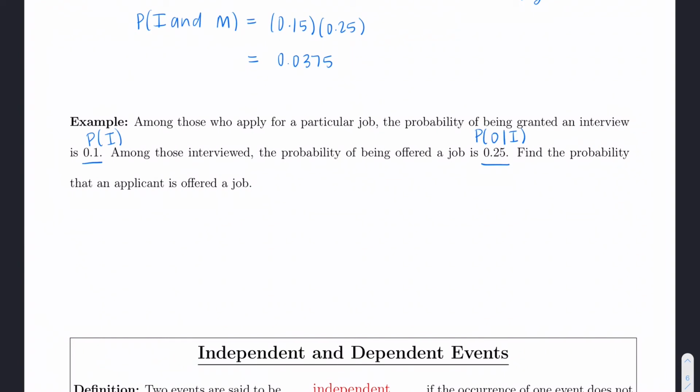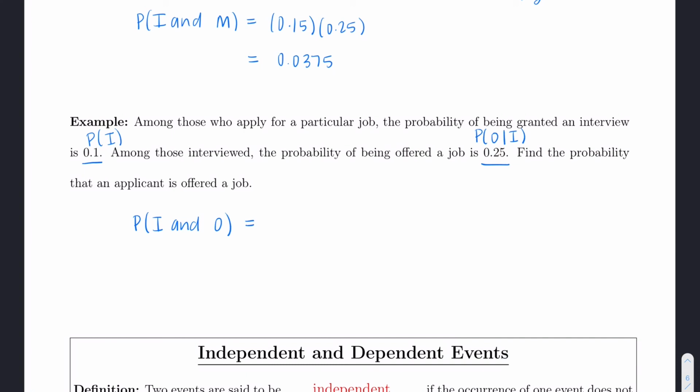So rather than having a contingency table for this example, we're just given some information about different probabilities. And so reading through it, I found that this 0.1 represents the probability that somebody was granted an interview. This 0.25 is the probability that somebody was offered an interview or offered the position given that they had interviewed. And so what it's asking us to find is the probability that somebody was both interviewed and offered the job.